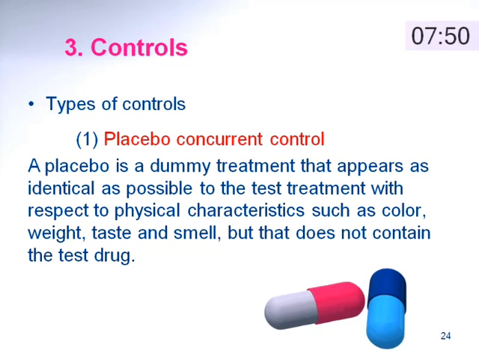So I'm going to explain the types of control. The first one is placebo concurrent control. As you know, a placebo is a dummy treatment that appears as identical as possible to the test treatment with respect to physical characteristics such as color, weight, taste, and smell, but does not contain the test drug.